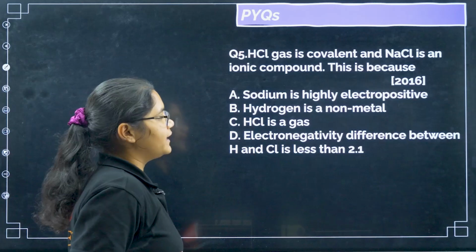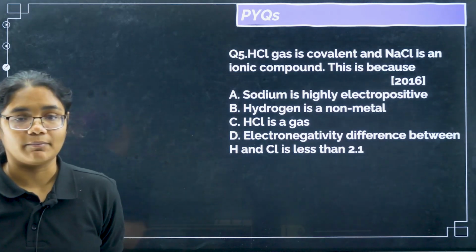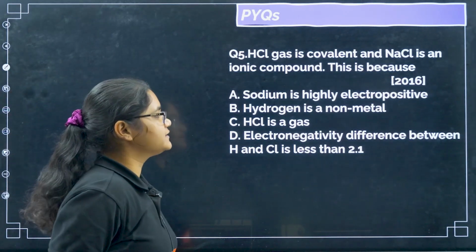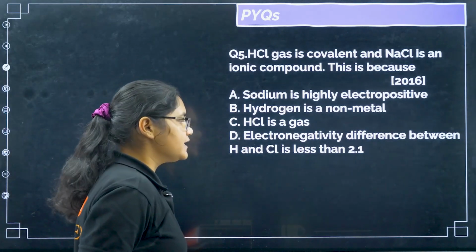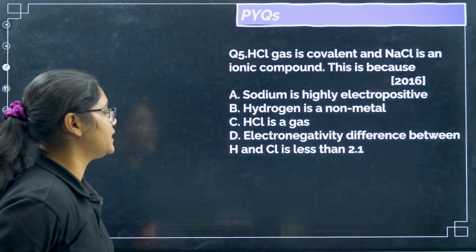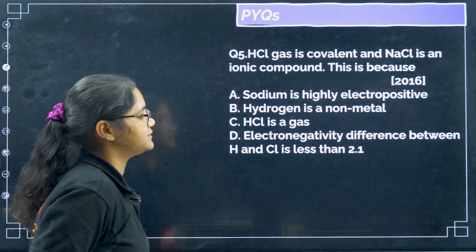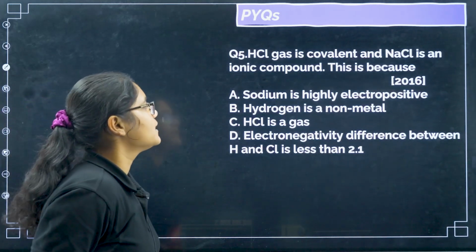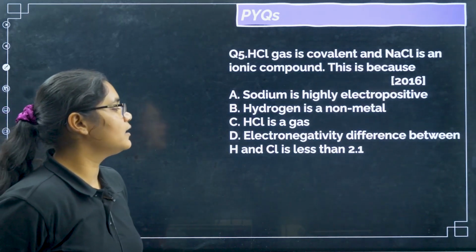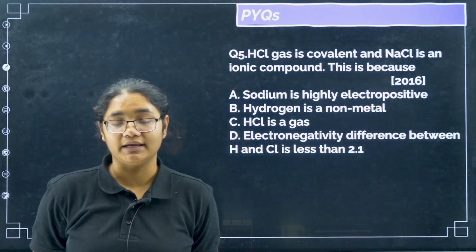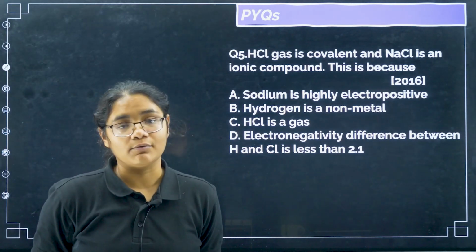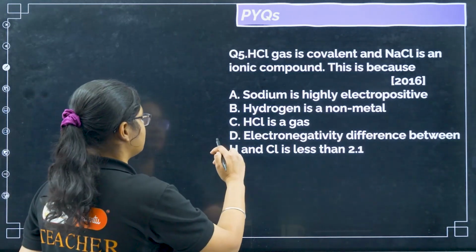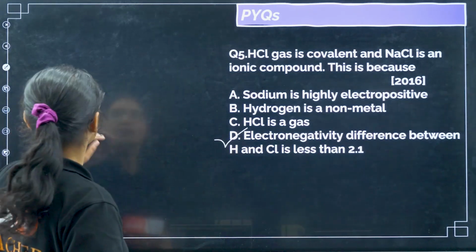Next, HCl gas is covalent and NaCl is an ionic compound. This is because sodium is highly electropositive, hydrogen is a non-metal, HCl is a gas, and the electronegativity difference between H and Cl is less than 2.1. Whenever the electronegativity difference between two substances is less than 2.1, they form a covalent bond. So the correct answer here will be option number D.